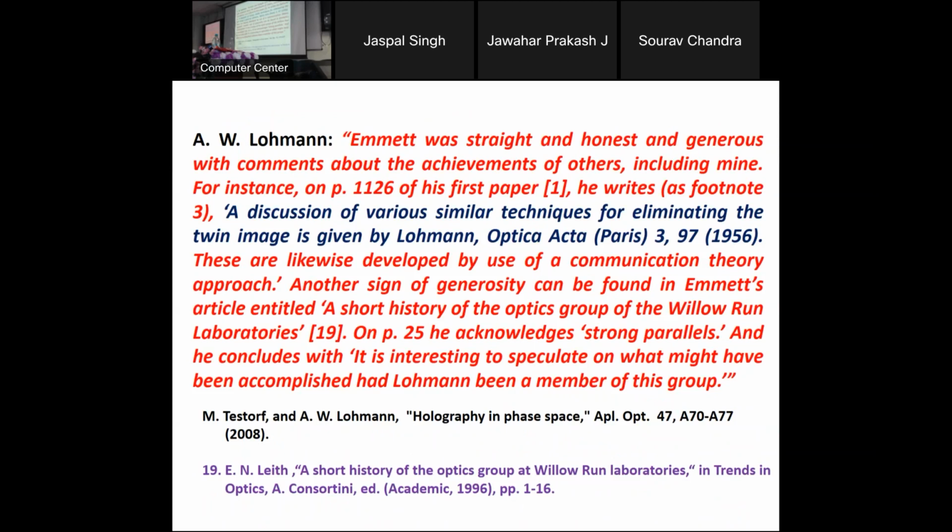These were likewise developed using a communication theory approach. Another sign of generosity can be found in the next article, a short history of the optics group of the Willow Run Laboratory. On page 25, he acknowledges strong parallels, and he concludes that it is interesting to speculate on what might have been accomplished at Willow Run with him being a member of the group.